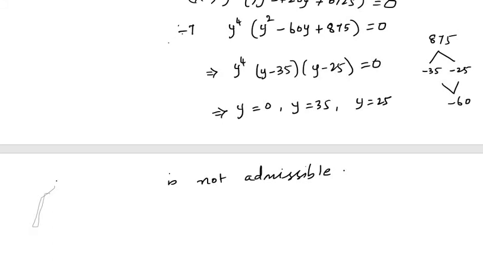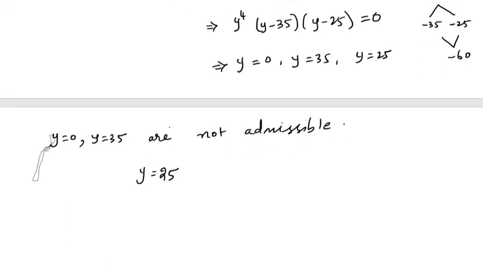When y equal to 0, the product becomes 0. When y equal to 35, x becomes 0, then also the product becomes 0. Therefore, y equal to 0 and y equal to 35 are not possible. Therefore, we are left with only one value, that may be the point of maximum. Understood? Y equal to 25. But we should not just say this is the point of maximum. We have to check that also. For that only we are using the second derivative test.